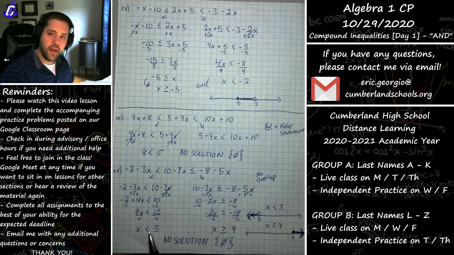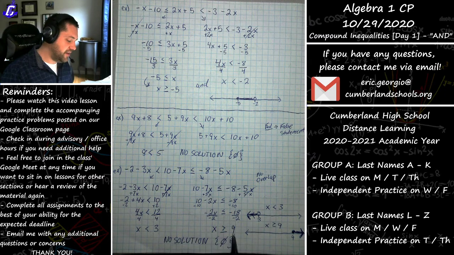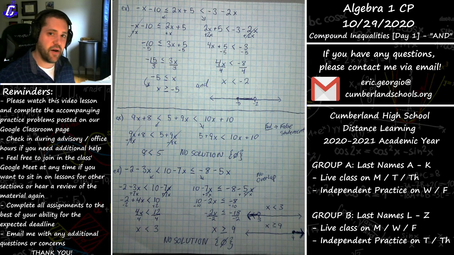There's no number, and if you can think of one, then you might be Time Magazine Person of the Year. There's no number that's less than 3 and at the same time greater than or equal to 9. If you think of one, give me a call, let me know.